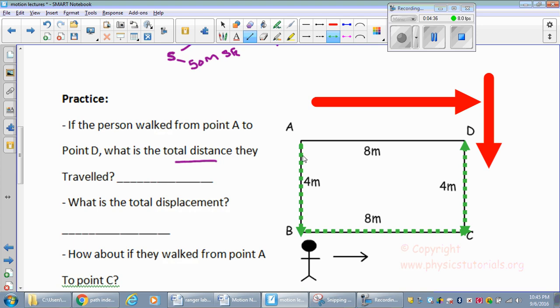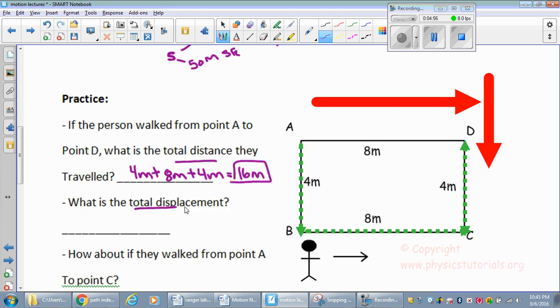So one more, let's get another arrow open here. All right, so let's count these up. 4 plus 8 plus 4, so make sure to show your work. 4 meters plus 8 meters plus another 4 meters, and that's going to be what? 16 meters is my total distance. And we don't need to have a direction because it's a scalar quantity, right?